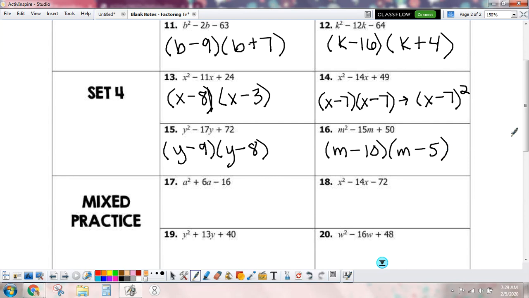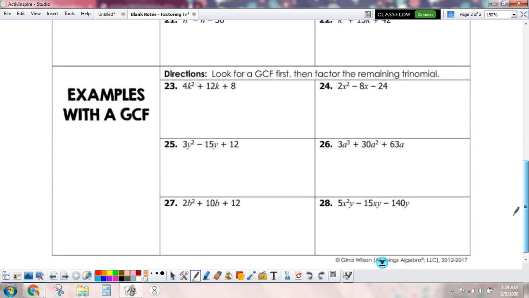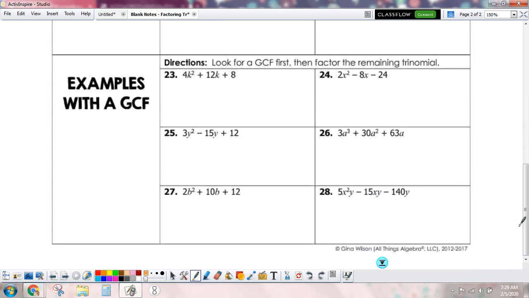All right, so you're going to try the mixed practice on your own, but we're going to jump ahead to the examples with the GCF. So if they have a GCF, you need to, first of all, find the greatest common factor between all of them, and then factor that number out. And then you can continue with the process of factoring.